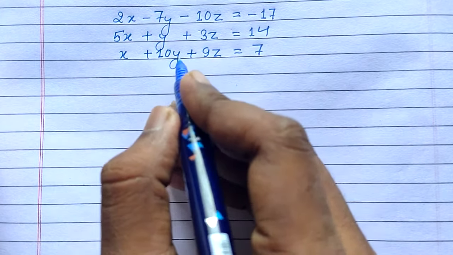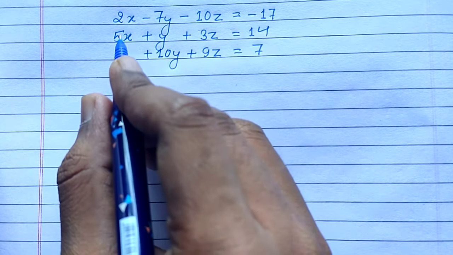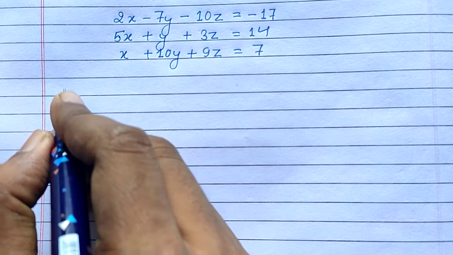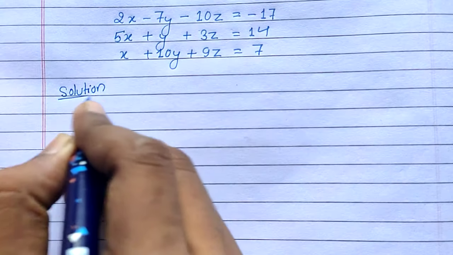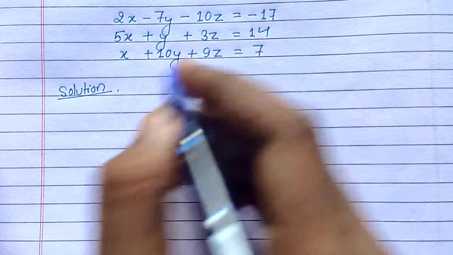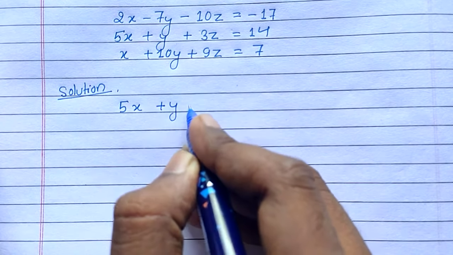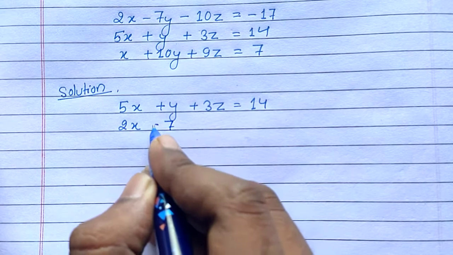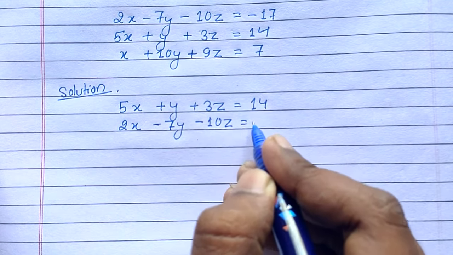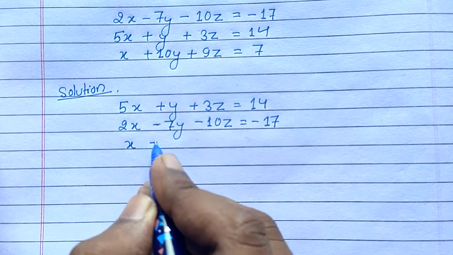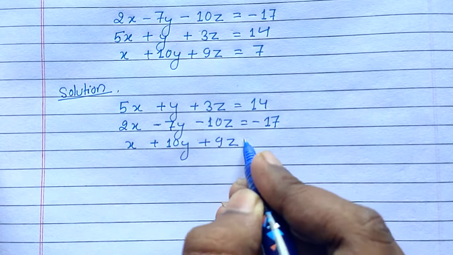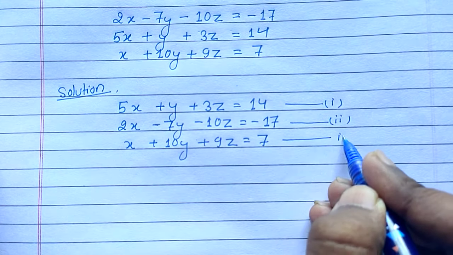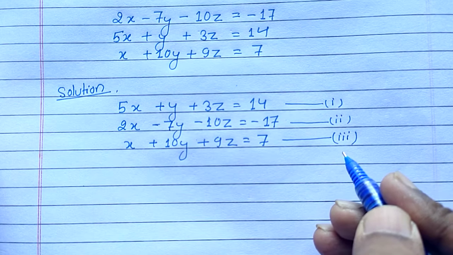As I have told you, we need to select the equation which has the higher coefficient of x. So the second equation has the higher coefficient, so this is going to be our first pivotal equation. Solution: interchange this second equation with the first equation, then we will have 5x plus y plus 3z is equal to 14, 2x minus 7y minus 10z is equal to minus 17, and x plus 10y plus 9z is equal to 7. This is our equation 1, which is the first pivotal equation, this is the second equation, and this is the third equation. Now let's move toward the second step.